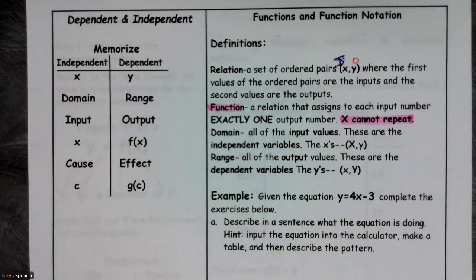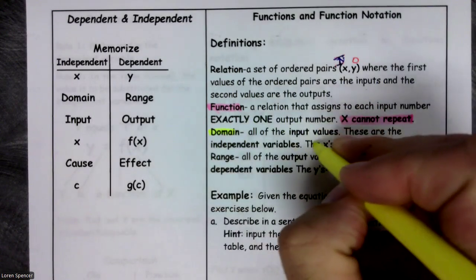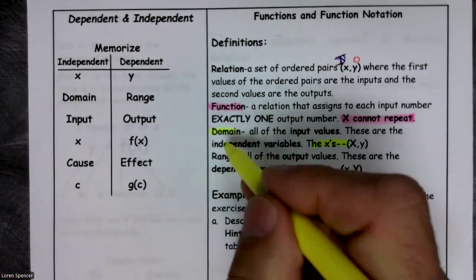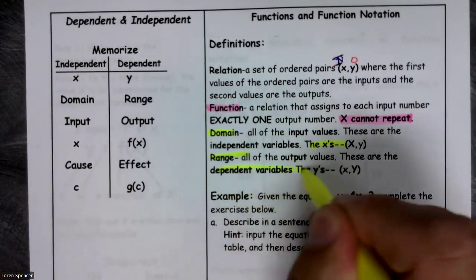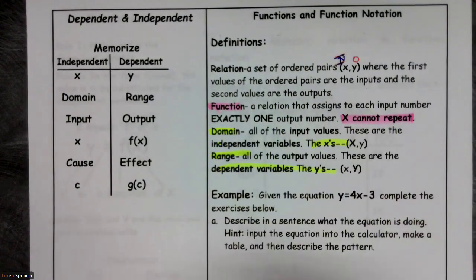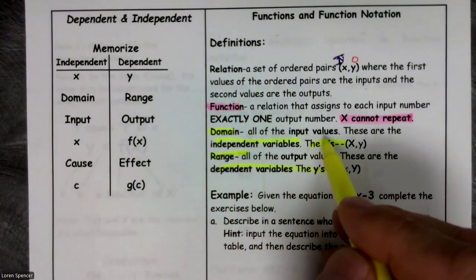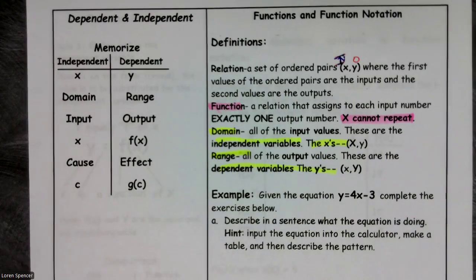Domain, it's all the input. In other words, it's the X's. So once again, domain is the X's. Again, we should know that by now. And range is the Y values. All right, range is the Y values. And by the way, we have independent, the domain or the independent, the X's, and the range are the Y values.